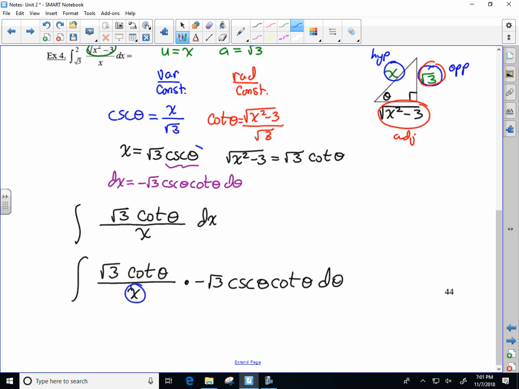Well, that's because I'm looking at this as what x is equal to. So I'm going to do that sub in.